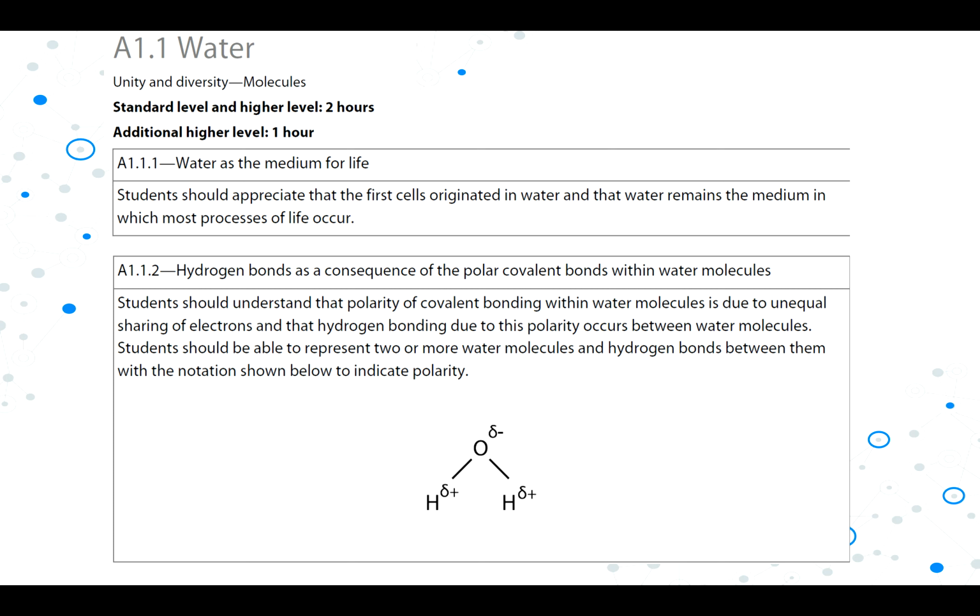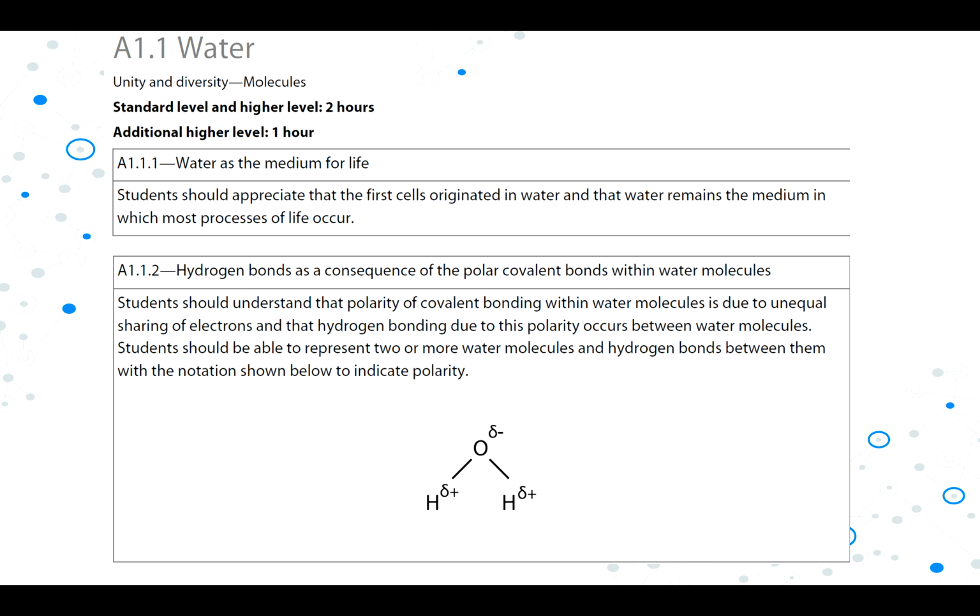Good morning, everyone. Today we are going to start with the new IB biology syllabus, which is announced in 2024, and the students who have joined the IB program in August 2023 onward are going to write this exam. The first assessment for this syllabus will take place in May 2025.